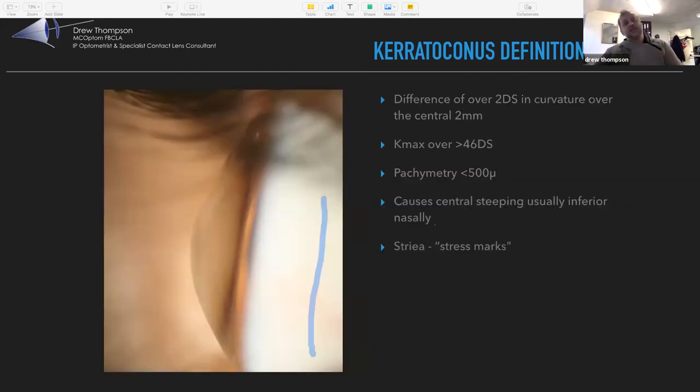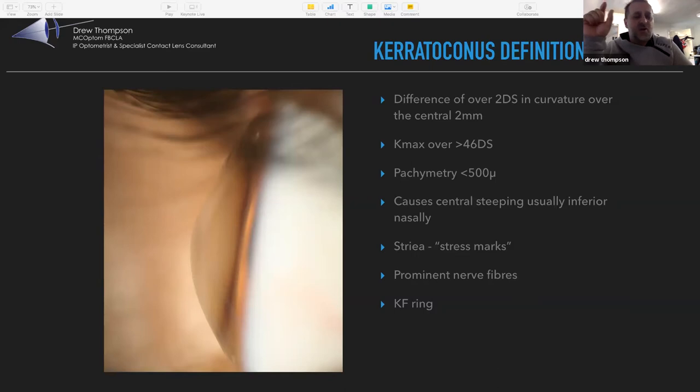We have striae. They will appear in keratoconus. So think of these as stress marks, and I'll come to that in just a second. We often have prominent nerve fibers with keratoconus. So if you see a younger patient with prominent nerve fibers in the cornea, and they've got other risk factors such as they're atopic, so they're allergic, they rub their eyes a lot, then I would be highly suspicious of keratoconus developing. We might have a Fleischer ring, which is an iron ring, which is deposited around the base of the ectasia.